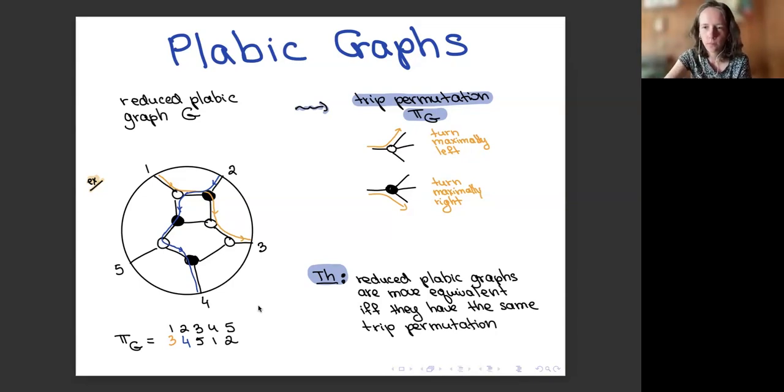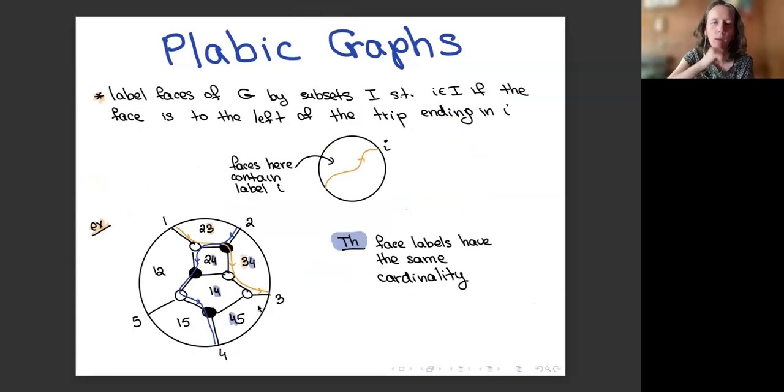Good. All right. Now here's some more amazing combinatorics that happens with these trips and plabic graphs. This is quite a surprising result if you just think about the definition, what's happening. Now I'm going to label the faces of my graph as follows.